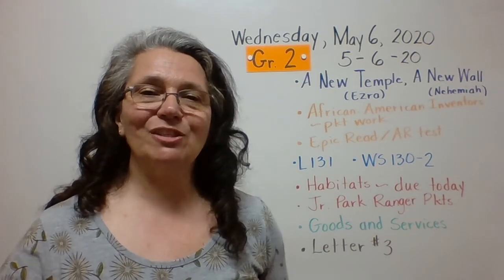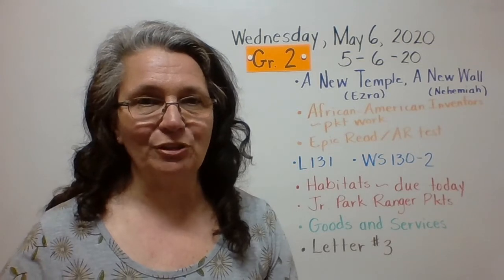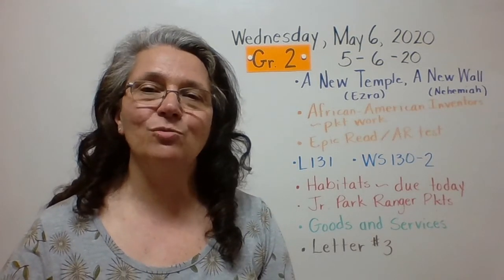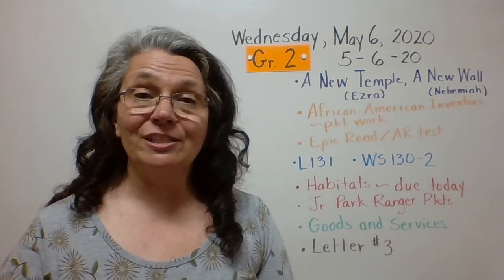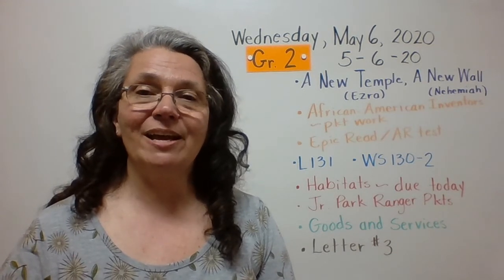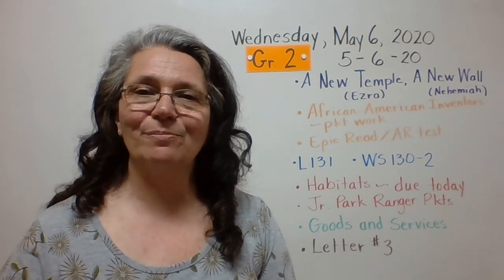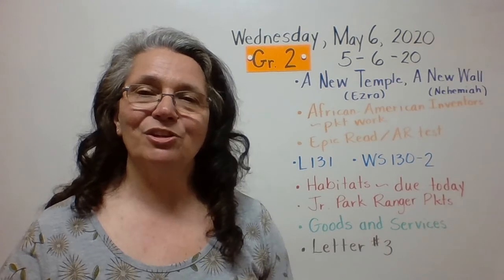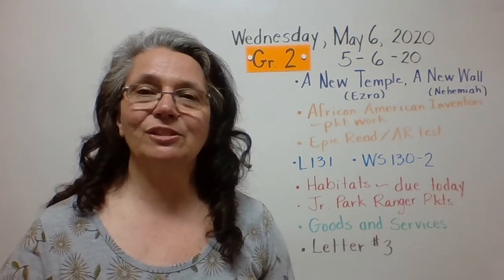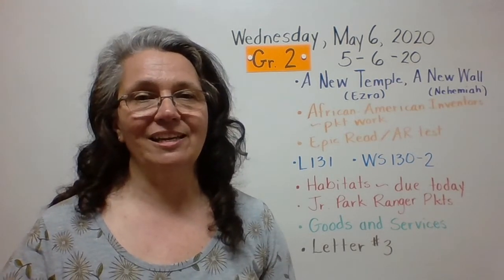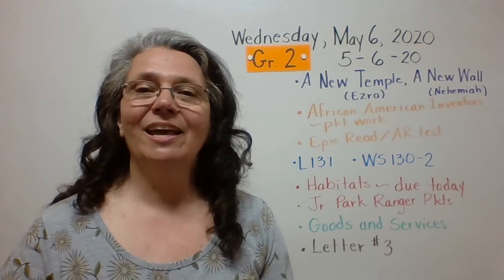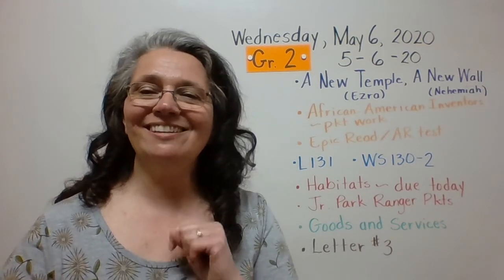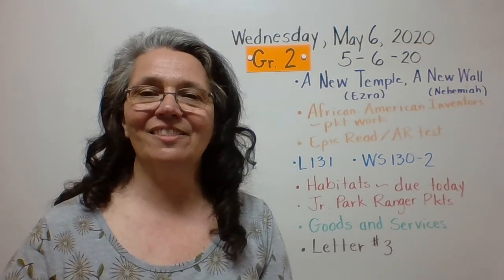5-6-20. You have a story to read in your Bible storybook about the new temple and a new wall. You'd find those stories also in the books of Ezra and Nehemiah. How's it going on your packet? And make sure you've read your hardcover reading book story of the African American inventors. Epic read for today and an AR test on that.